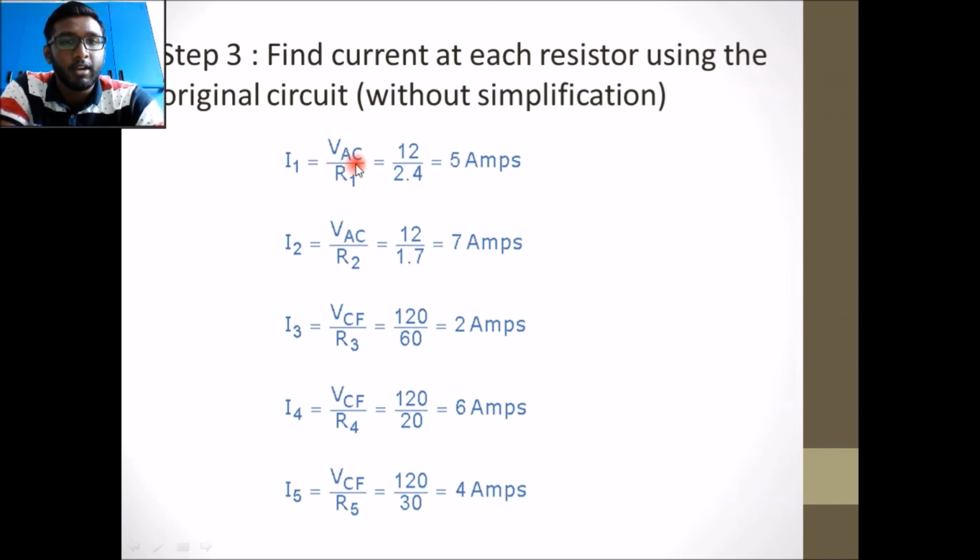So V is equal to IR, VAC over R1 is equal to I1, so 12 over 2.4 is equal to 5 amps. And then for the I2, VAC over R2, which is 12 over 1.7, we get 7 amps. And I3, 120 over 60, we get 2 amps. And I4, 120 over 20, we get 6 amps. And in the final step, I5 is equal to 120 over 30, so 4 amps. So that's all for the solution.